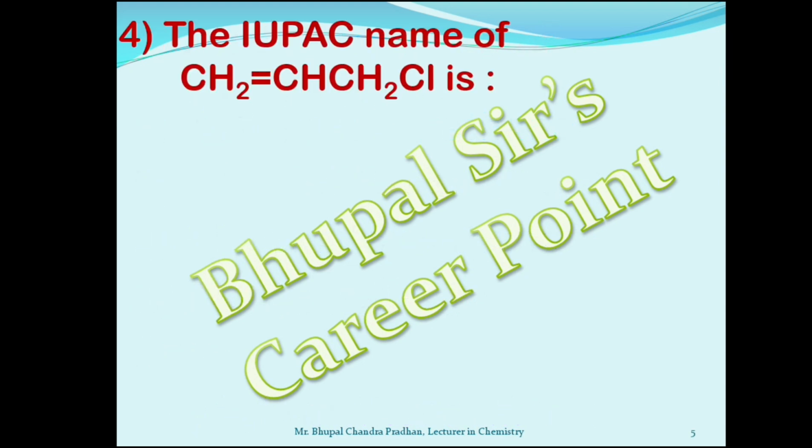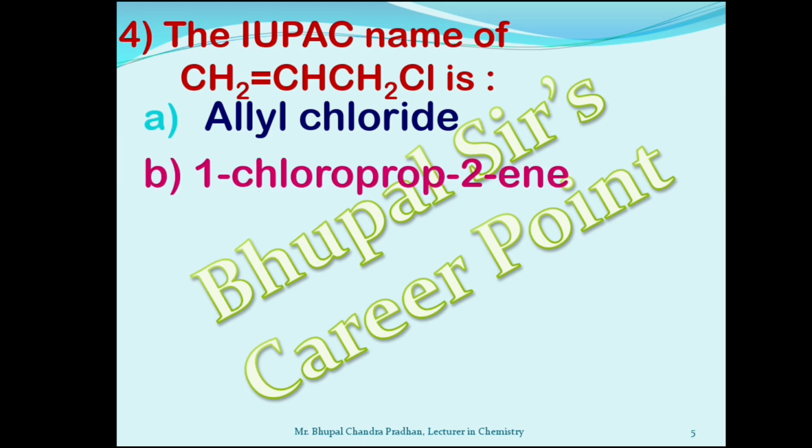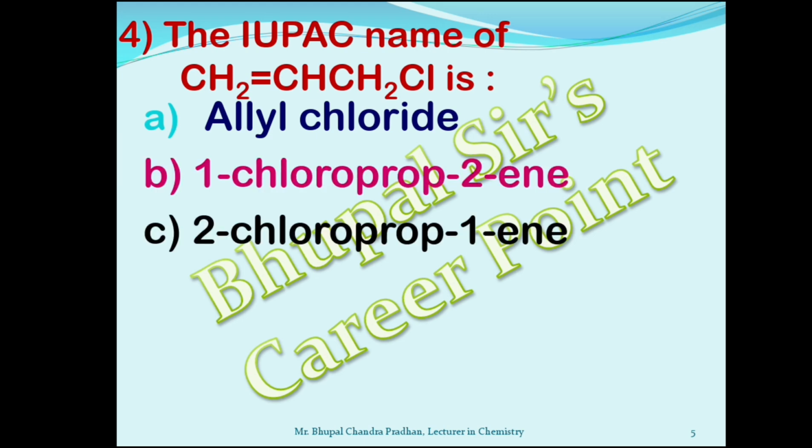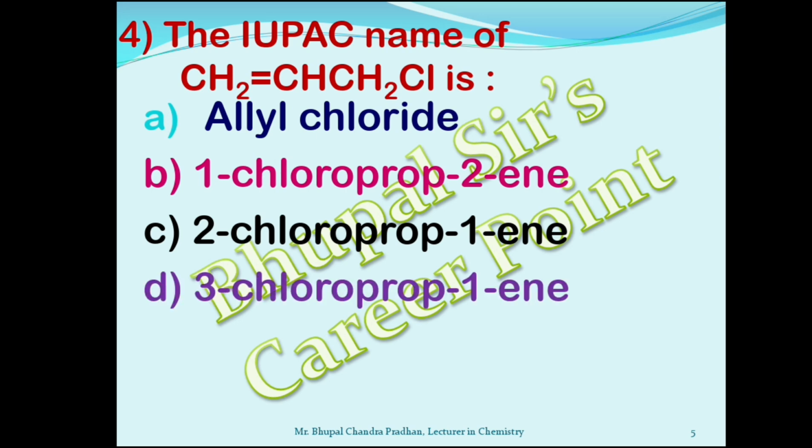Let us come to question number 4. The IUPAC name of CH2=CH-CH2Cl is: option A, allyl chloride; option B, 1-chloroprop-2-ene; option C, 2-chloroprop-1-ene; option D, 3-chloroprop-1-ene. The students try to give the answer.